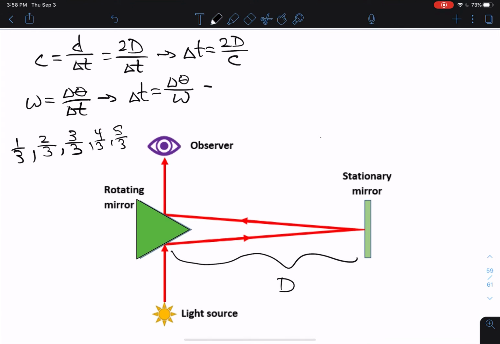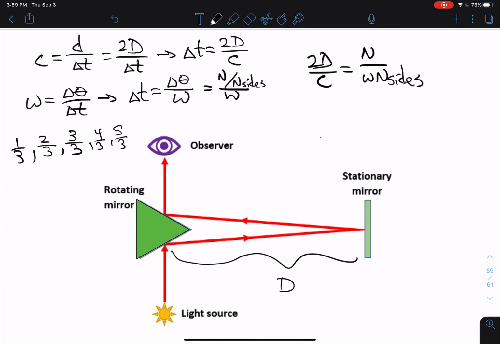So if I write that as a general formula, then I'm going to write delta theta as 2π n over n_sides, using n for the number of slots it's rotated through, over n_sides. Since both of these equal delta t, I can set this expression and this expression equal to each other. And so I have 2d over c equal to n over omega n_sides. And of course, at this point, I can solve for whatever I want to. The things that you would usually solve for would be omega or c if you're trying to determine the speed of light. If I was solving for c, then it becomes 2d omega n_sides over n equals c.